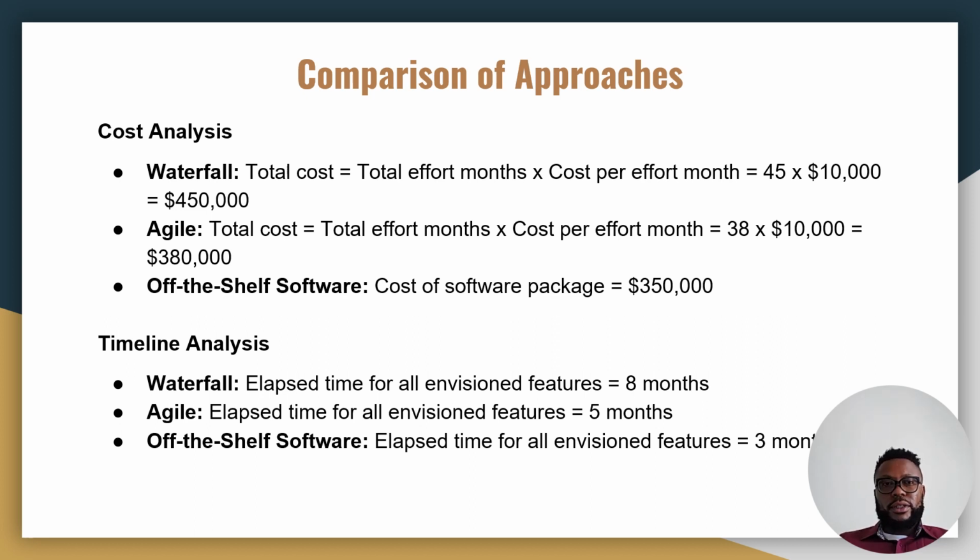Comparisons of approaches. Looking at the three approaches, we're looking at the cost. Cost-wise, waterfall is the highest cost, going at about 450K for this project, agile is 380K, and off-the-shelf is about 350K. For timeline analysis, waterfall seems to be 8 months, agile is a 5 month process, and off-the-shelf makes it 3 months.